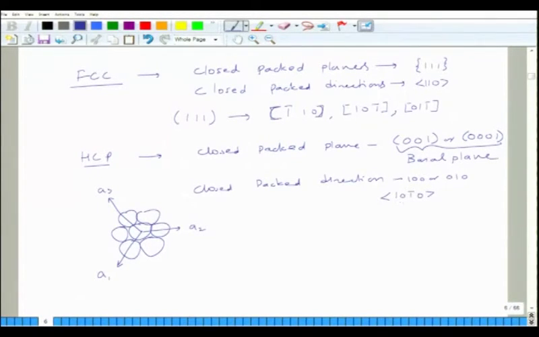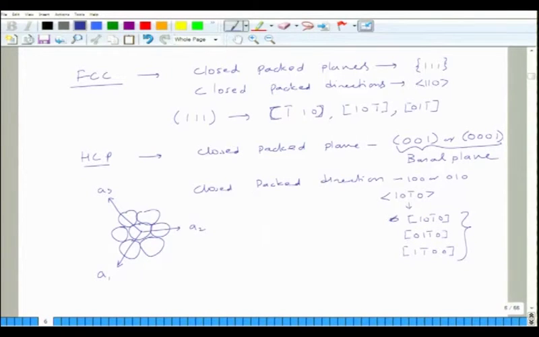So you will have 10 bar 10 type of directions. So this will ensure 10 bar 10, 0 1 bar 1 0 and 1 bar 1 0 0. So these 3 directions will lie within this plane. So there are only 3 sets, 1 plane and 3 directions.